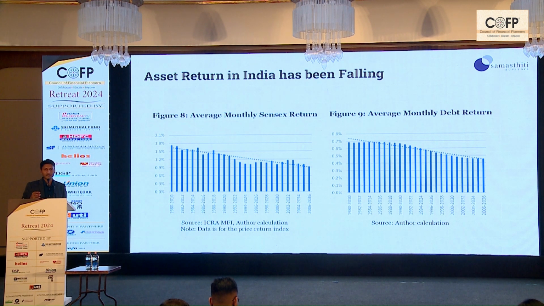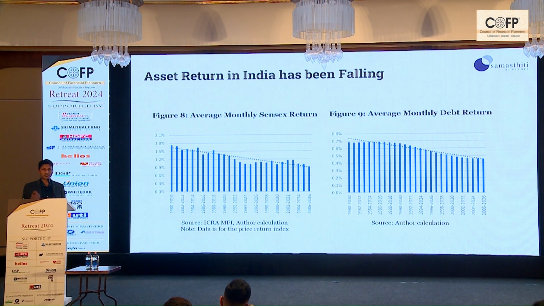Now, there are various reasons that we can hypothesize why asset returns have been falling, but the most obvious answer is that nominal returns are falling because inflation has been falling, right? So whether real returns have been falling or not, that's a different question. But the headline nominal numbers have been declining because as an economy, we are no longer inflating at the same rate as 1990s or 1980s.